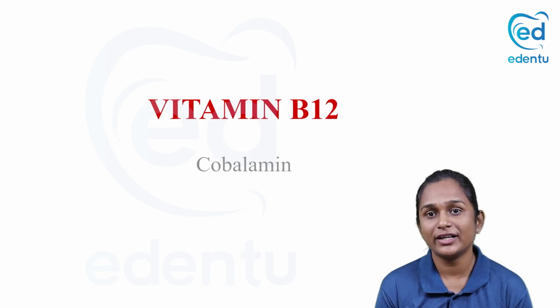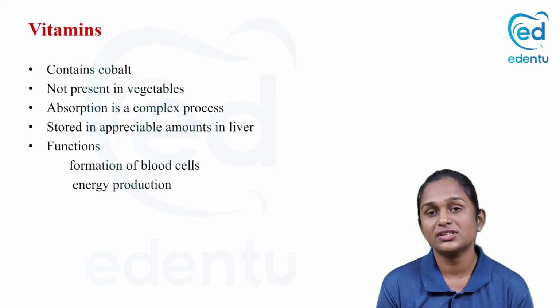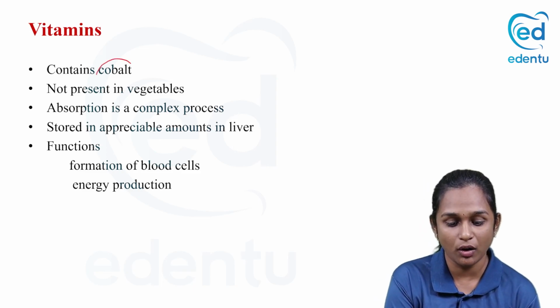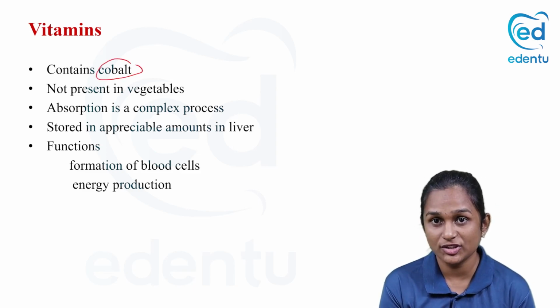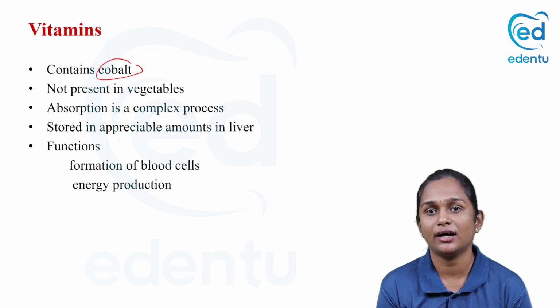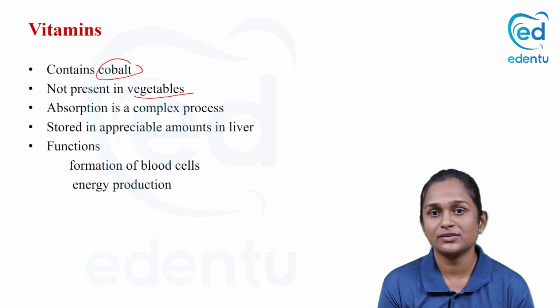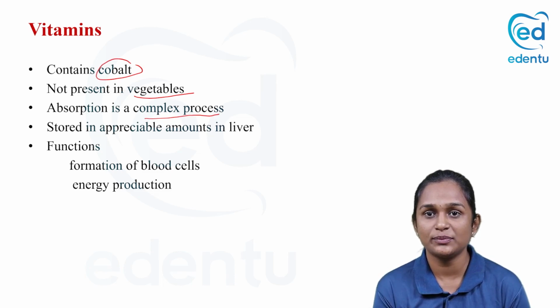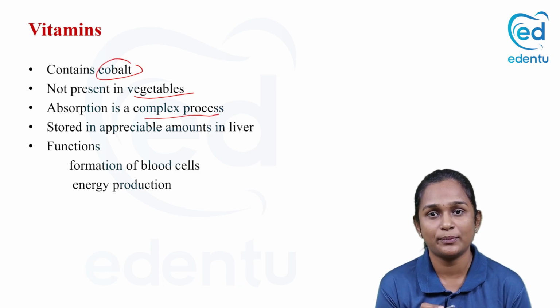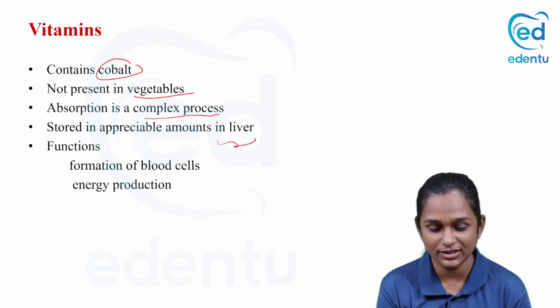Next, moving on to vitamin B12, cobalamin. So the salient features are, as the name indicates, cobalamin contains cobalt. It is not present in vegetables. It is present in animal diet, that is meat. Its absorption is very complex. And I told you water soluble vitamins are not stored in our body, but vitamin B12 is stored to an appreciable amount in our body, especially in the liver.